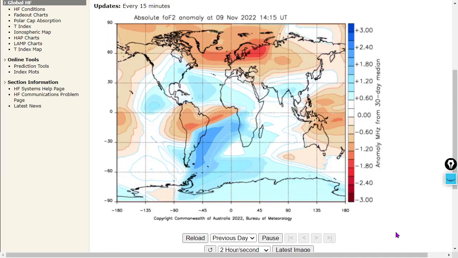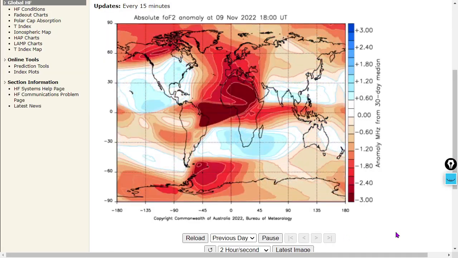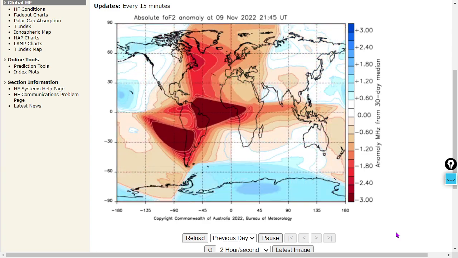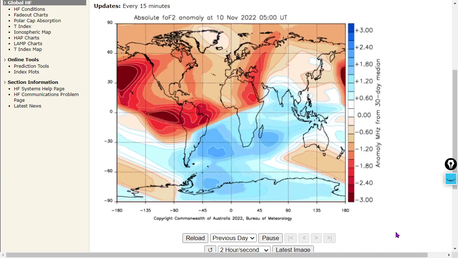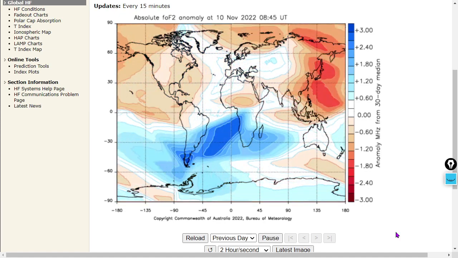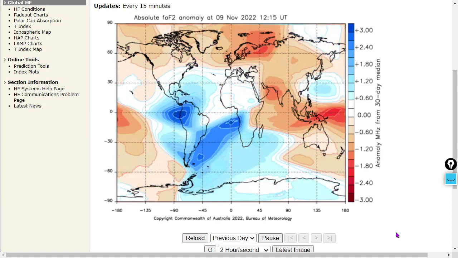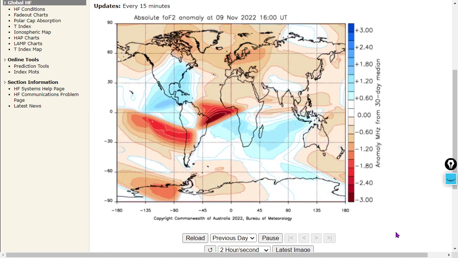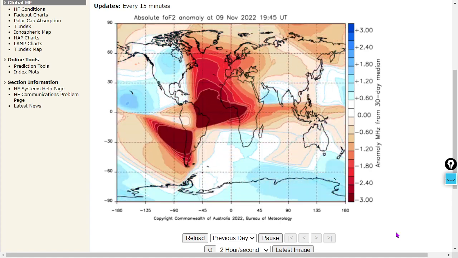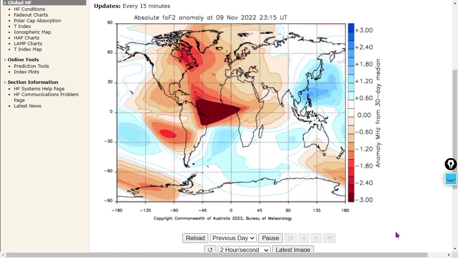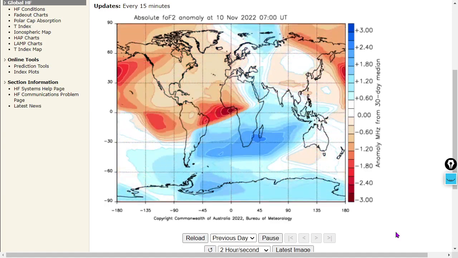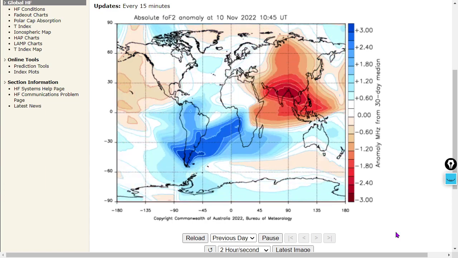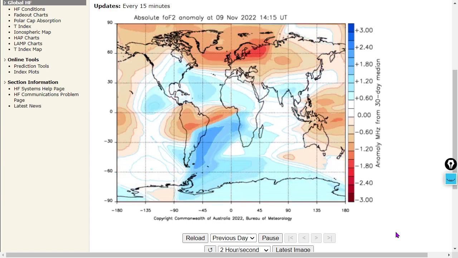Here's the anomalygram for the F ionosphere layer. And check out those long-lasting low-frequency anomalies in the Central Atlantic, Central Pacific, and moving into the Northern Pacific also. So some significant low-frequency anomalies happening there. Places like around the Mid-Atlantic Ridge, the equatorial Atlantic Ocean.